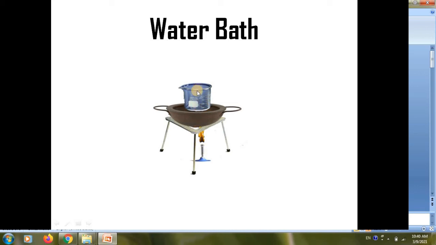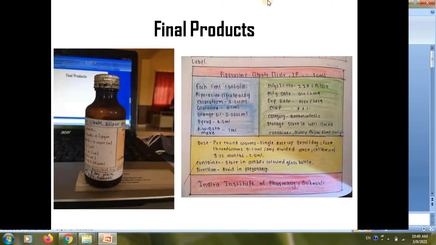So you have to hold this beaker with a clamp. Okay, and you have to heat it for the time mentioned in your procedure. So this is a kind of assembly for the heating of any content which is in a beaker. Okay, fine. So this is your water bath like structure. Then next, this is your final product.